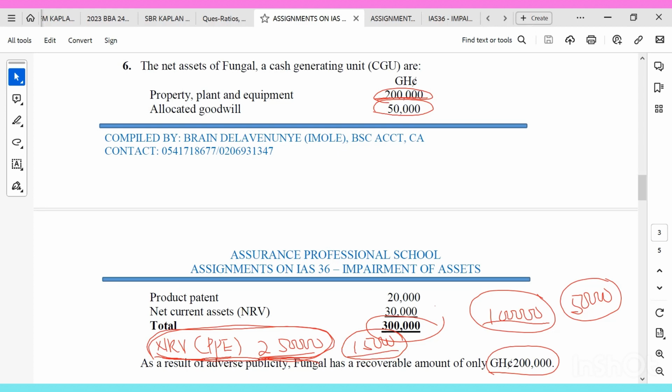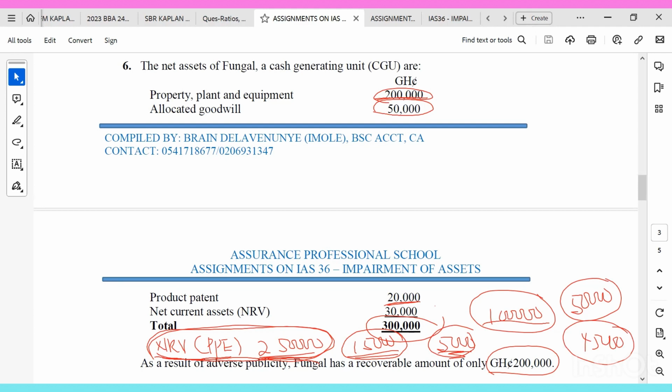Is 15,000. And the patent, the carrying value is what? 20,000. It means that the patent has reduced by only what? 5,000. So you only allocate what? 5,000 to the patent out of the 50,000. The remaining 45,000, I don't know what you are going to do to it because you can't allocate to any other asset. So you just leave it.